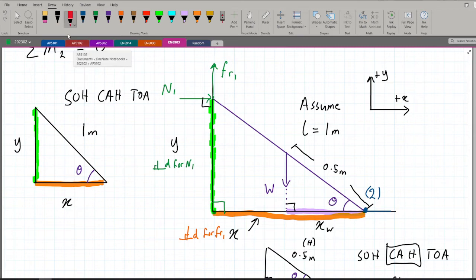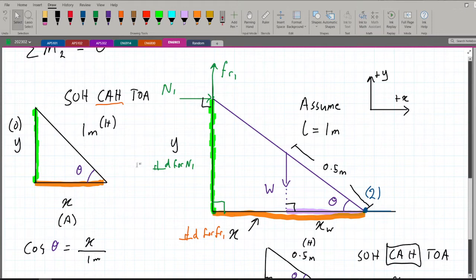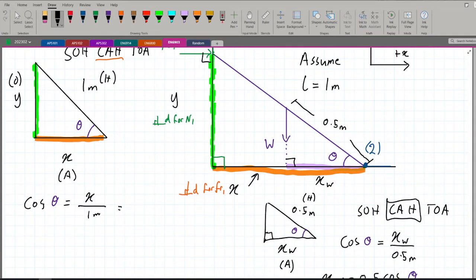So x is adjacent, this is our height, this is our adjacent to this angle, and this is our opposite to this angle. Adjacent and hypotenuse is going to be cosine. So the equation is cosine of theta is equal to adjacent, which is x, over hypotenuse, which is 1 meter. So in other words, if we simplify this, x is equal to cosine theta.